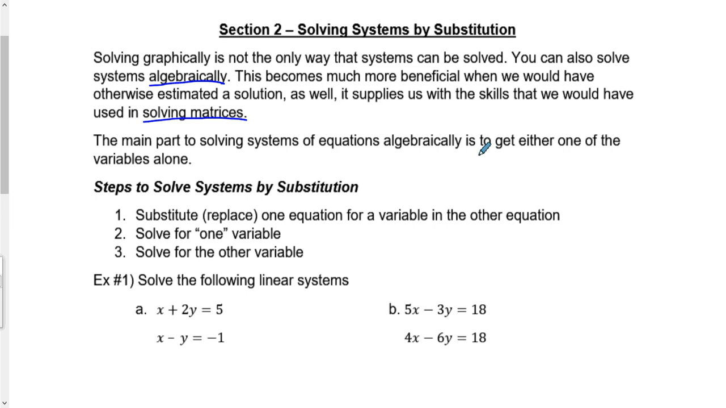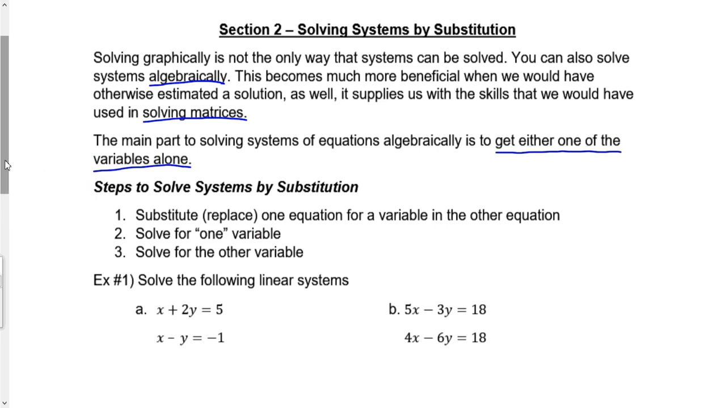Now, the main part that we're going to be doing is getting one of the variables alone. You have to get one of the variables alone. So these are three steps that I like to use. First step is to substitute or replace one equation for a variable in the other. Then solve for the one variable, and then we solve for the other.